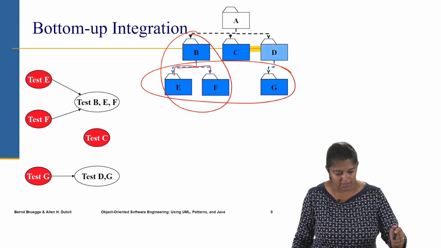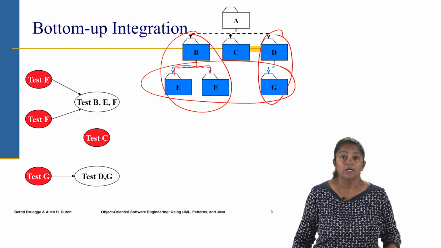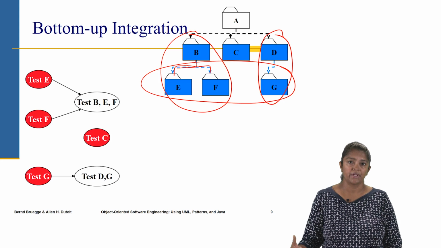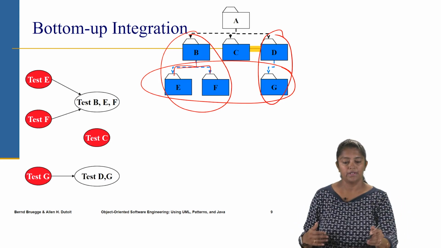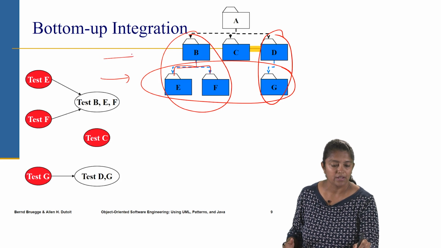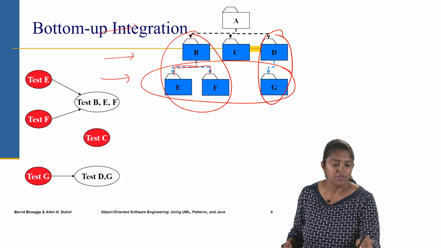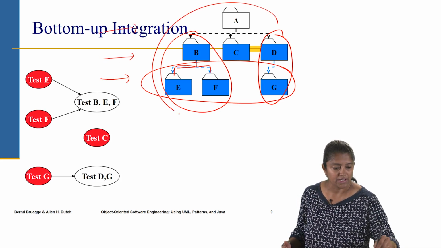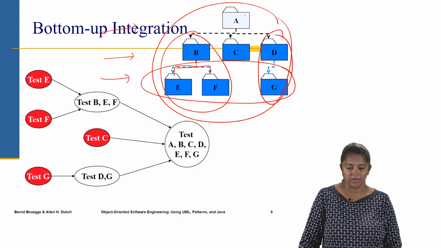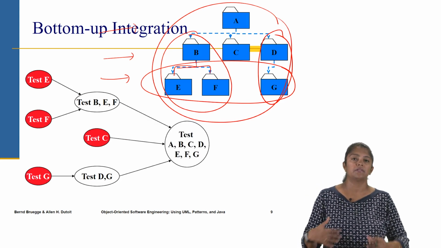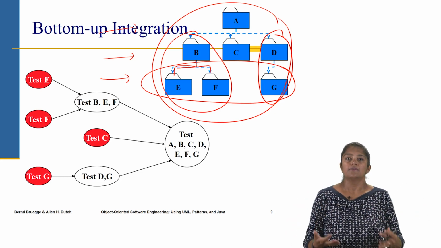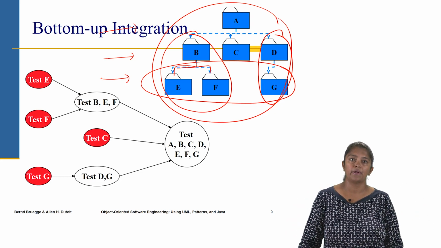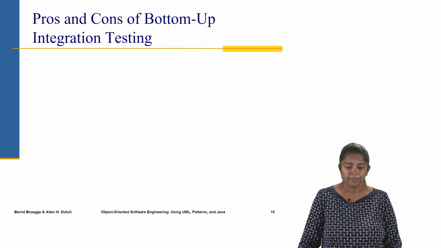And then the next one is D and G. That subsystem gets tested, and then once that's done, we are done with the lowermost layer and the middle layer, and we move to the top layer, which is basically the entire system. That's the entire A, B, C, D, E, F, G all put together. So that's called the bottom-up integration strategy.